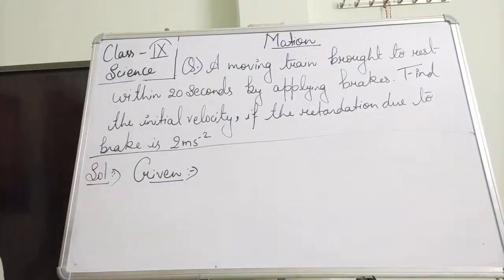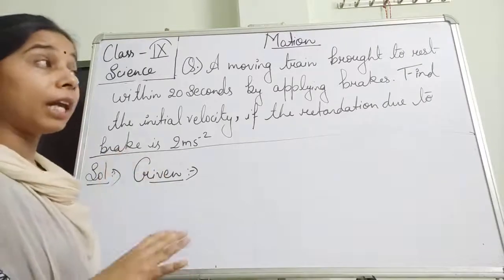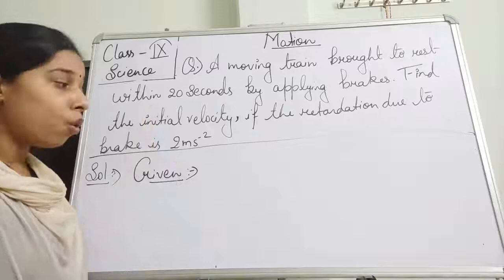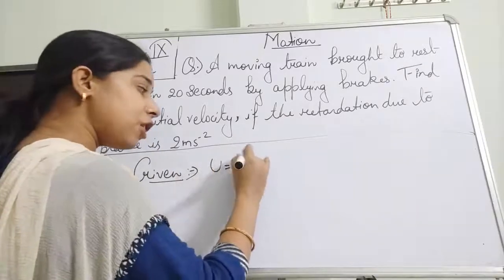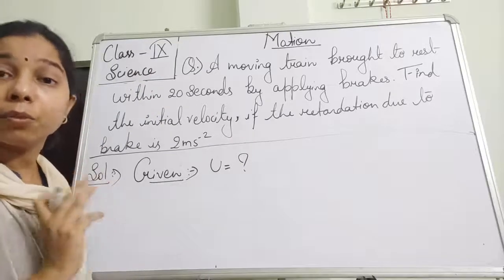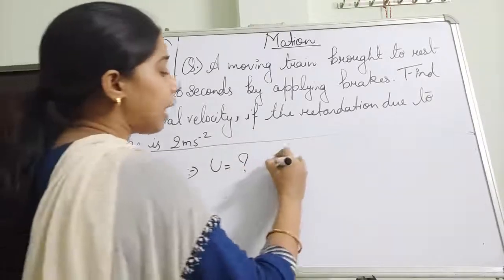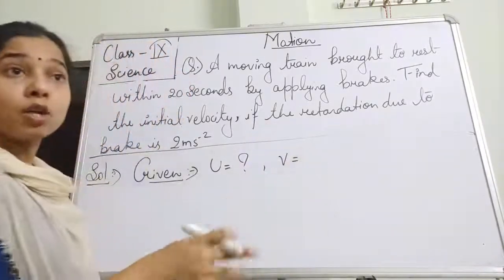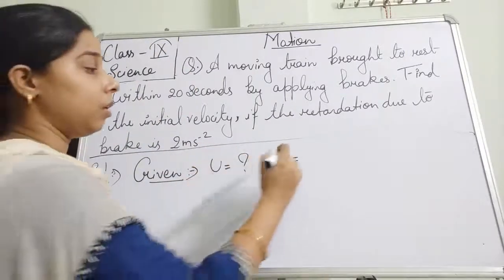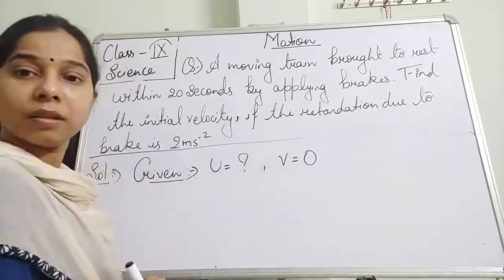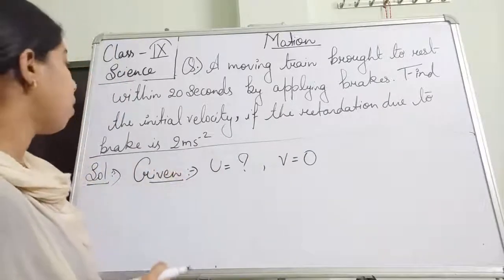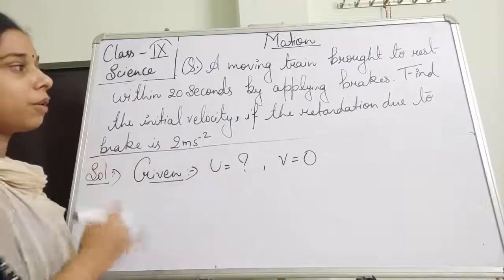So the train was already moving and then it comes to rest. So it was having some initial velocity, students. That initial velocity is not given. But what is given here is that it comes to rest. So when it comes to rest, at that time the final velocity will be equal to 0. So here the final velocity is mentioned, that is equal to 0. Find the initial velocity, this is what we have to find.